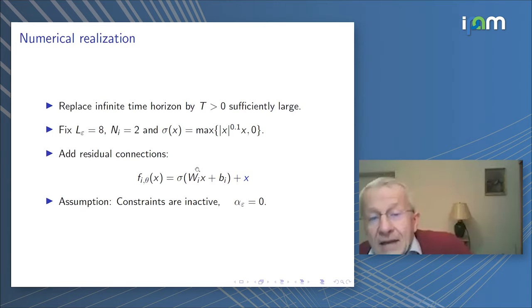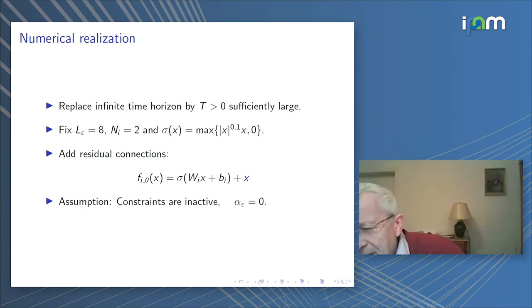In practice, we add residual connectors. We use skip connections, as they were already mentioned by Professor E on Monday. And we assume that the constraints and the weight for the penalty are not really needed, which we used for the theory, but we did not implement. Or we implemented, but we didn't take overly seriously.